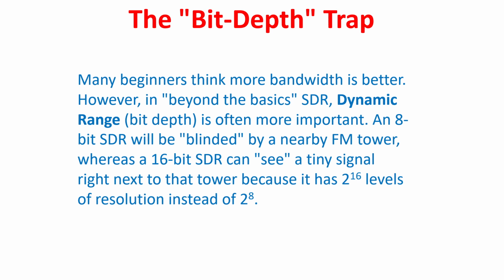An 8-bit SDR will be quote-unquote blinded by a nearby FM tower, whereas a 16-bit SDR can quote-unquote see a tiny signal right next to that tower because it has 2 to the power of 16 levels of resolution instead of 2 to the power of 8 resolution.